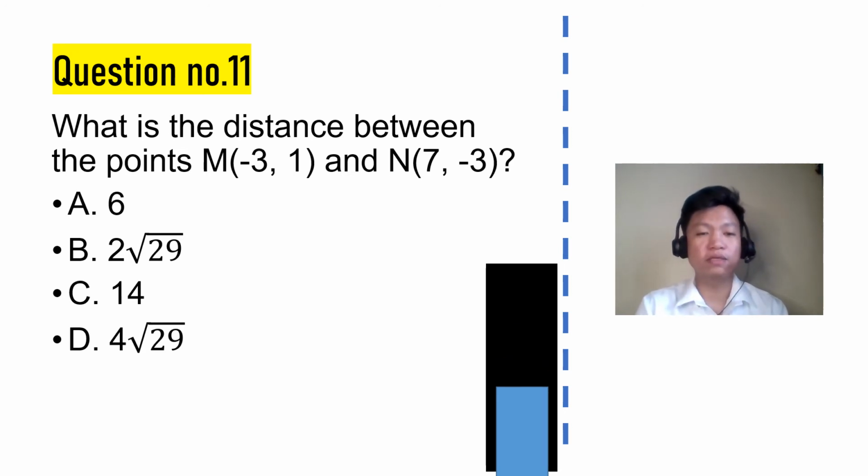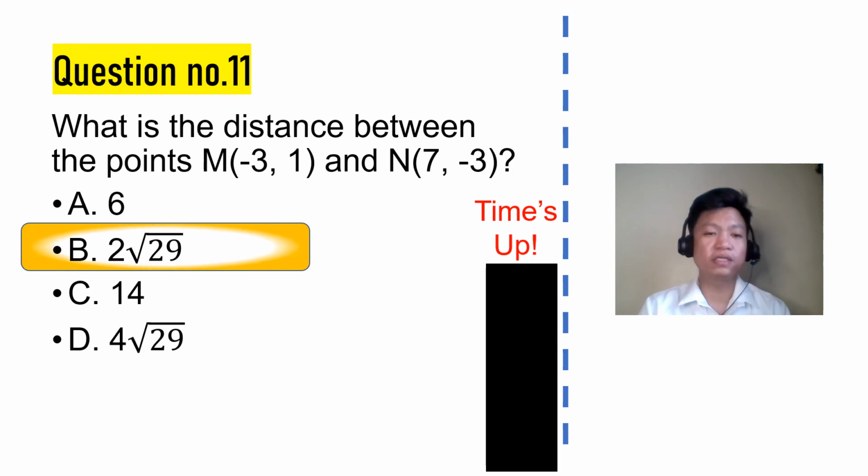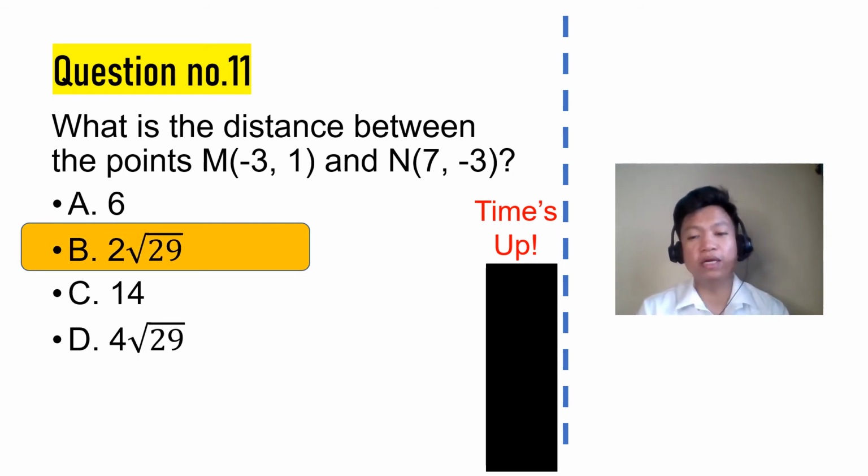Okay, tingnan natin kung tatama tayo dito. Okay, so time's up. Let's check. The correct answer is 2 square root of 29. So you just use the distance formula, substitute the values, and then perform the indicated operation, and then simplify your answer. So lalabas dyan yung ating 2 square root of 29.